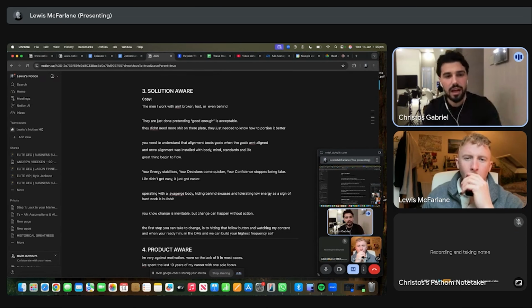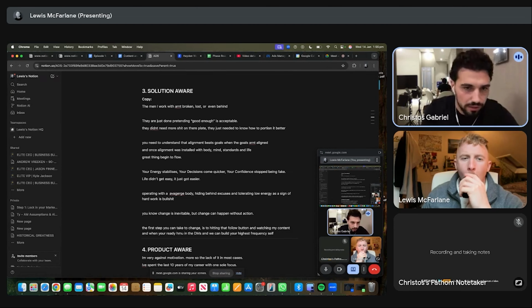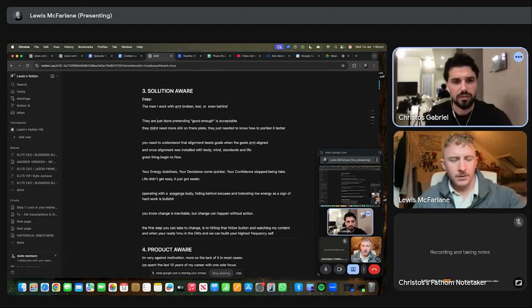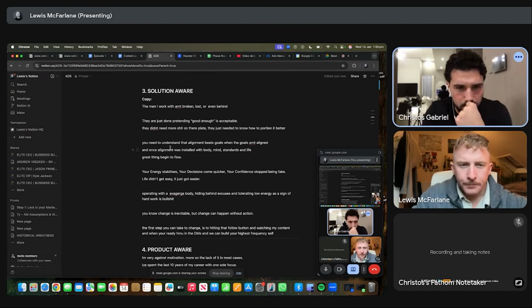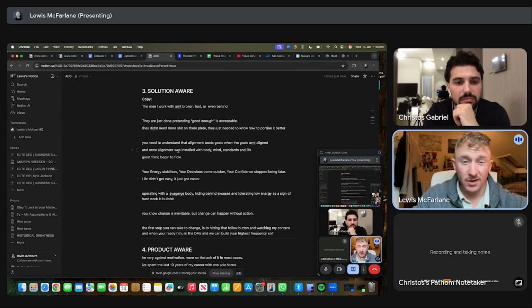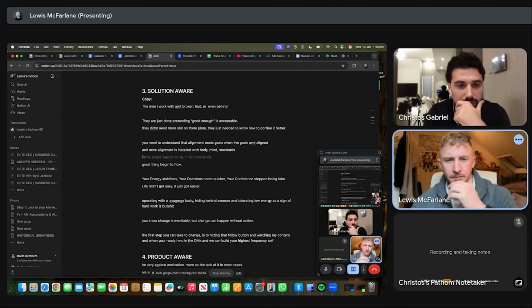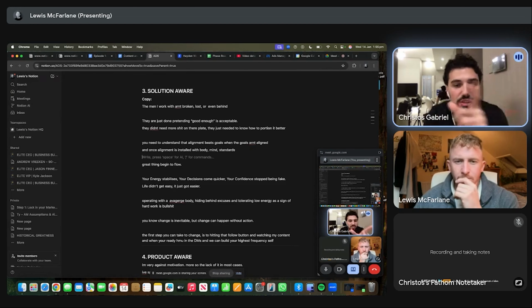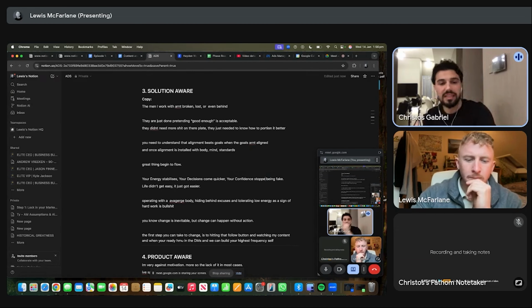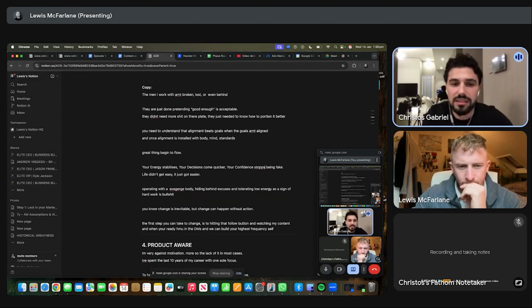You need to understand that alignment beats goals when the goals aren't aligned. And once alignment is installed with body, mind, standards, and life, great things begin to flow. Your energy stabilizes, your decisions become quicker, your confidence stops being fake. Life doesn't get easy, but it gets easier.